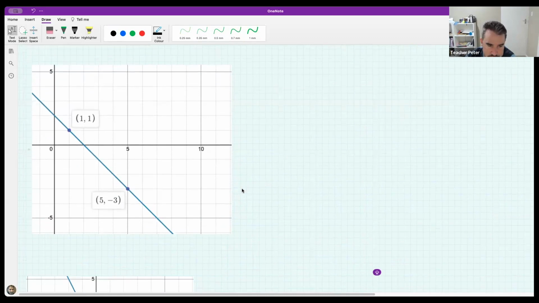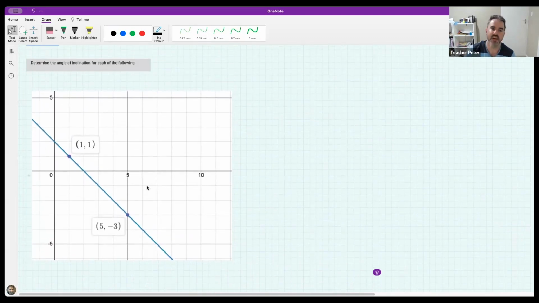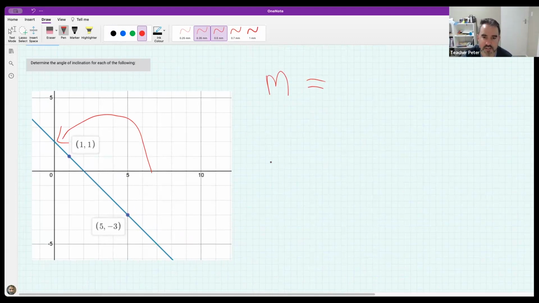Okay, here it is. Last question for tonight. You need to find the angle of inclination of this line. Step 1 is going to be to find the gradient. Step 2 is going to be use the formula. I want you to find me the gradient of this first, and then we'll talk about what is the angle of inclination of this blue line.